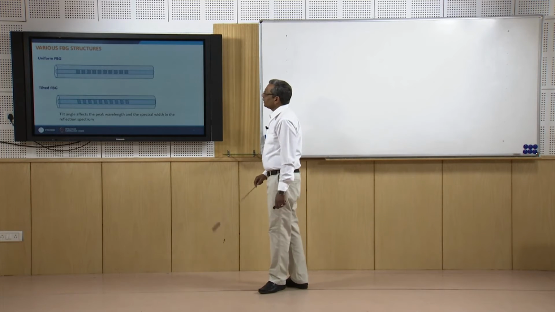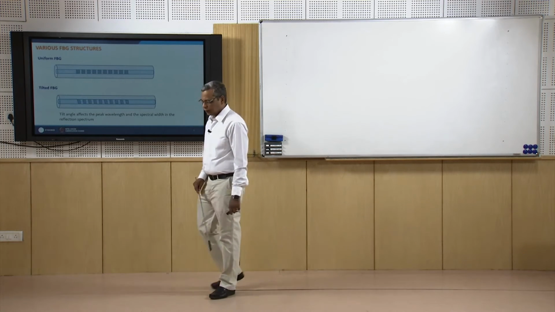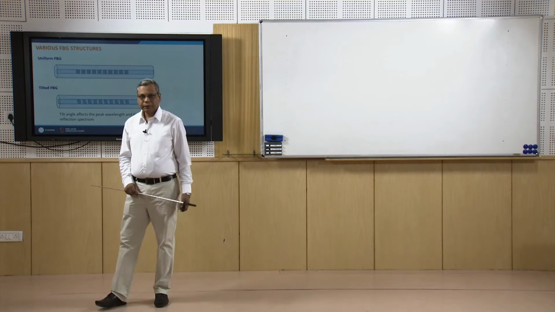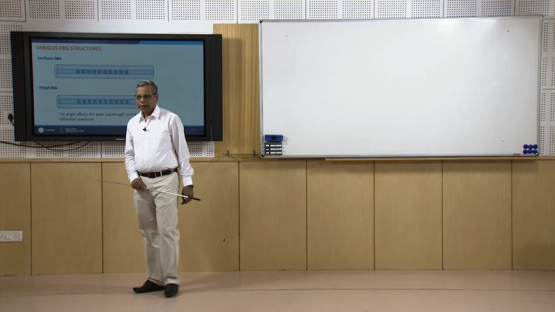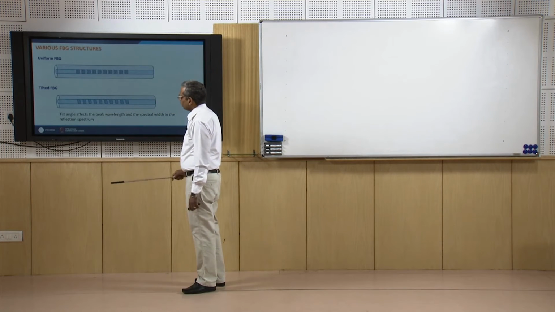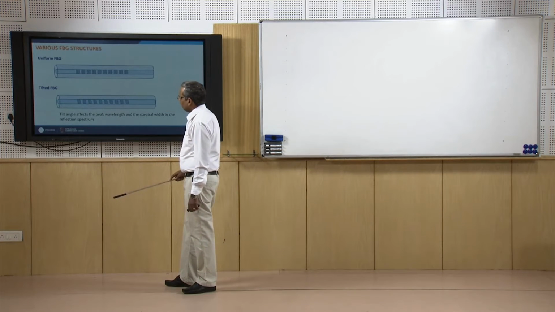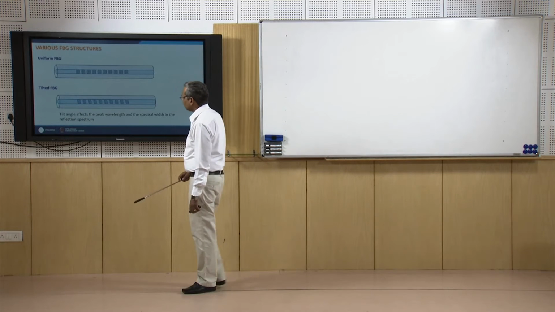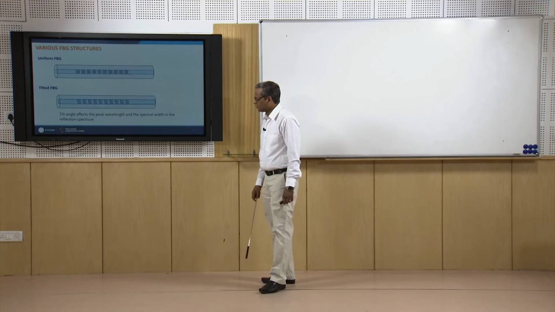Then I can have various types of fiber Bragg grating structures. The Bragg grating we have considered till now is uniform grating. I can also have tilted fiber Bragg grating, where the grating is tilted and this tilt angle affects the peak wavelength and the spectral width of the reflection spectrum.